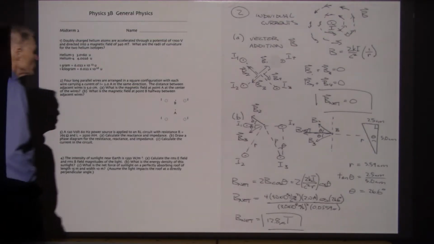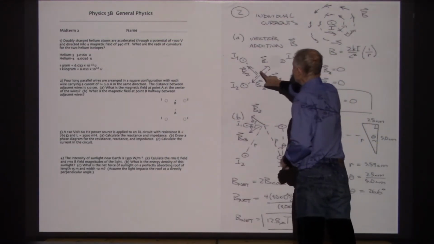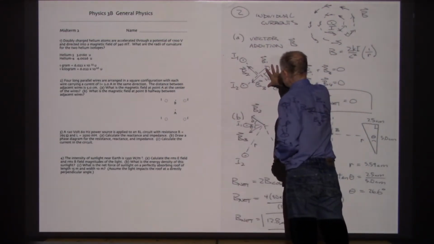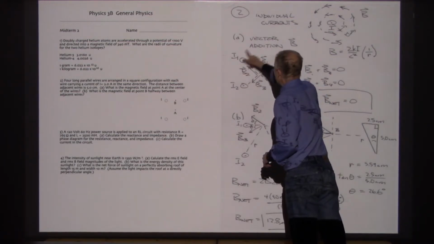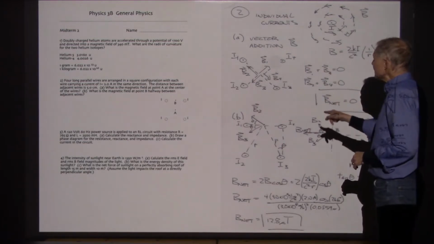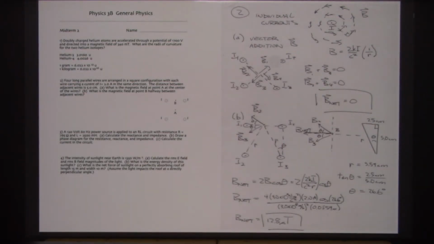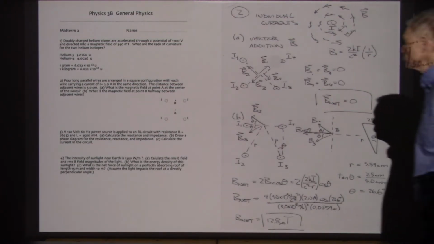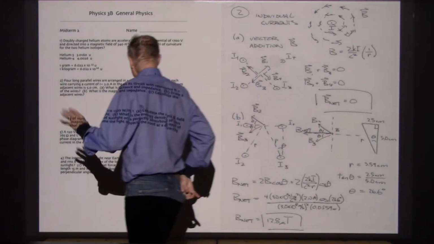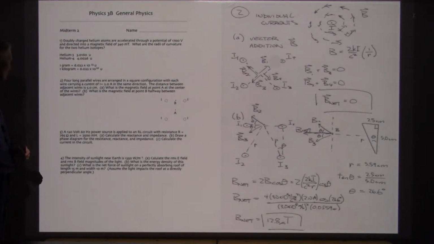So on a problem like part A, you do have to show enough diagrams, probably this would be enough, to show that when you start adding together these magnetic fields as vectors, they all add up to be 0. So you do have to show that. You can't just write down 0 if you're expected to get full credit on these problems.